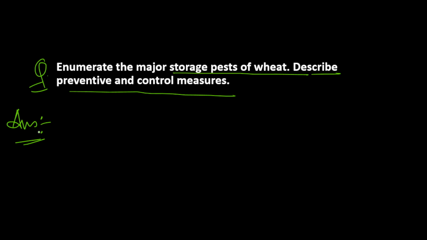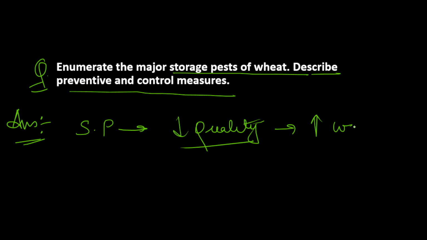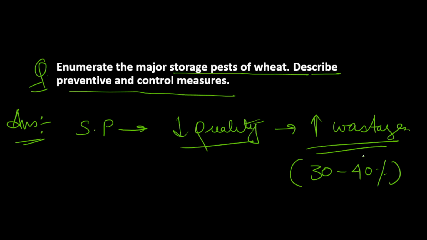Obviously we all know that storage pests are those pests which affect our yield or our grains while we are storing it, and it can lead to huge losses. Storage pests can reduce the quality of our grains and lead to huge wastage. If you see some ICAR reports, it says that around 30 to 40% of wastage can be directly through these storage pests. So this is the framework which you can use in the introduction.